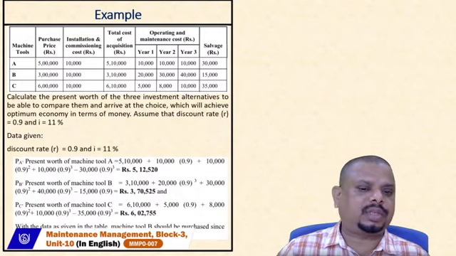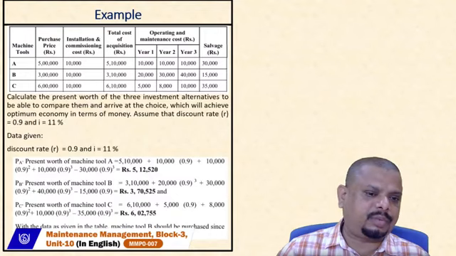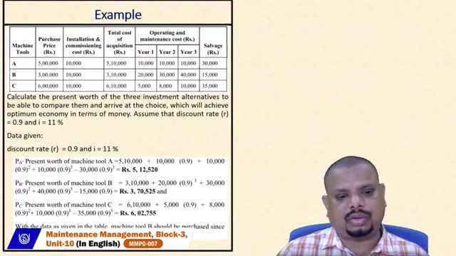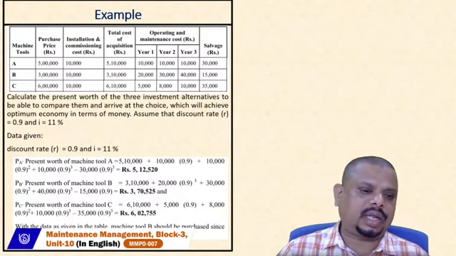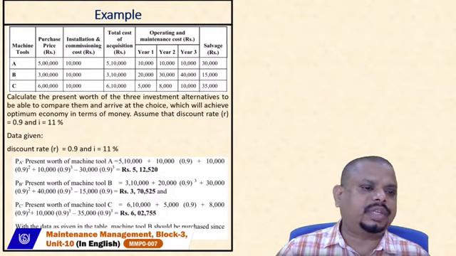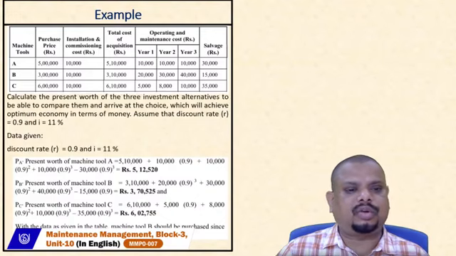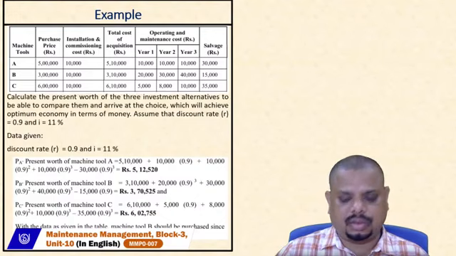So in this way, we can go for replacement policies, which are very important on the aspect of cost. And by using present values, interest, and the calculation, we can easily identify which machine tool is most important for purchase and what is the present value cost of that particular machine.